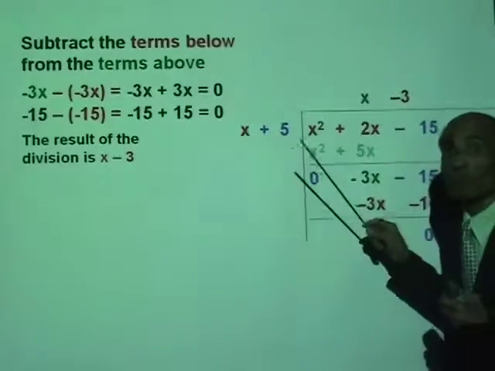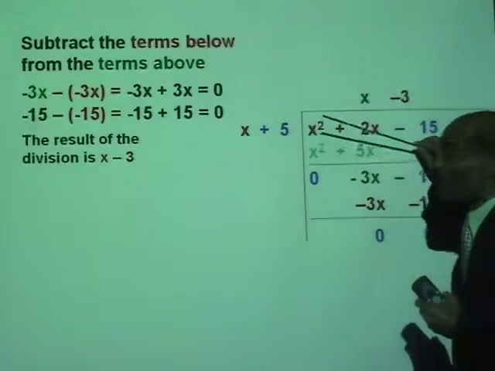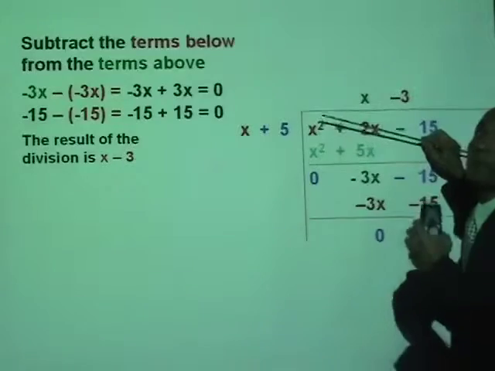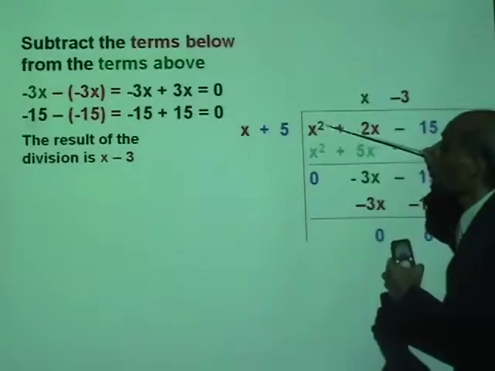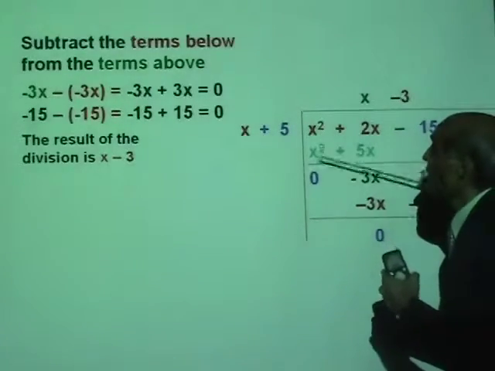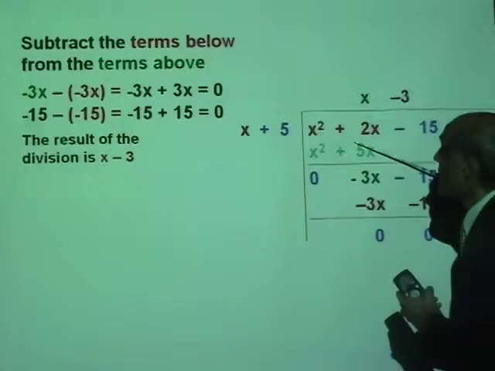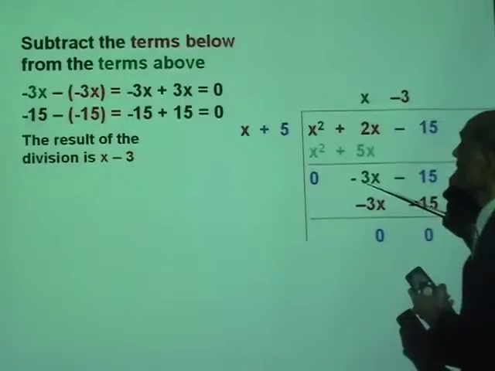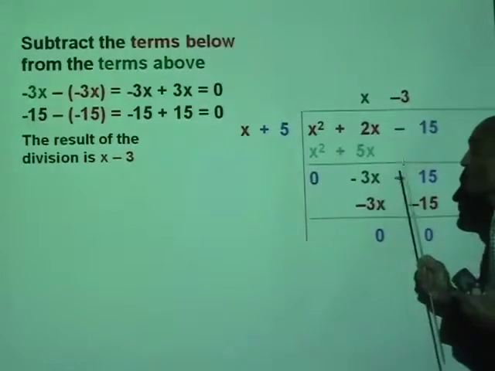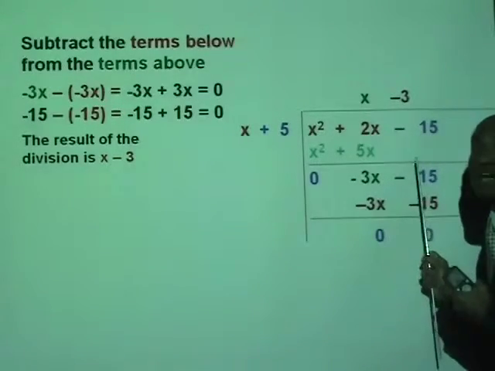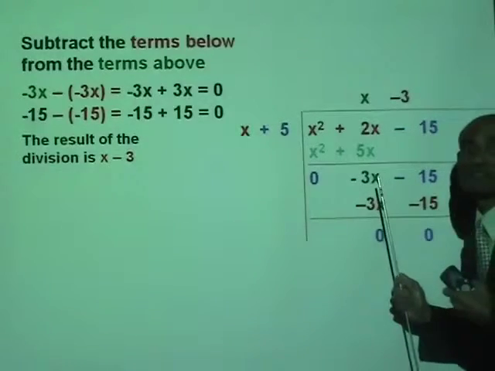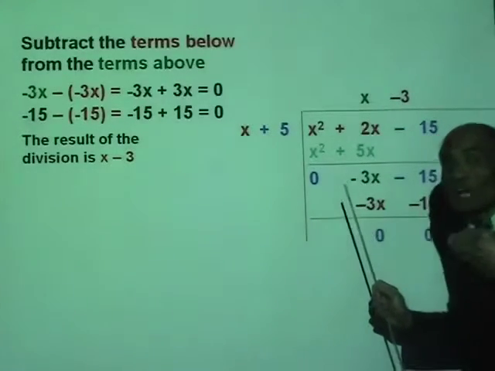What is the next step? Subtract terms below from the terms above. X squared minus x squared is 0. 2x minus 5x is negative 3x. And now bring down the next term, negative 15. And we repeat the process.